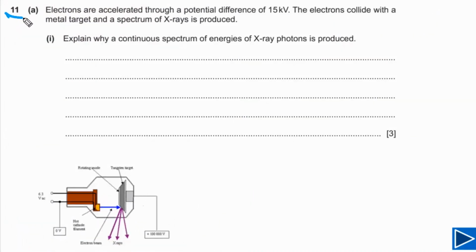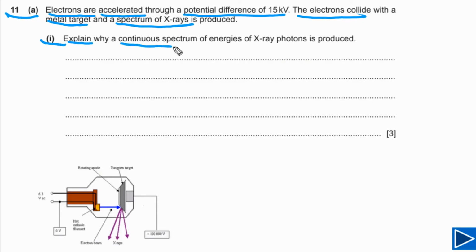For question number 11, part A, it is given that electrons are accelerated through a potential difference of 15 kilovolts. The electrons collide with a metal target and a spectrum of X-rays is produced. For part A1, we need to explain why a continuous spectrum of energies of X-ray photons is produced.